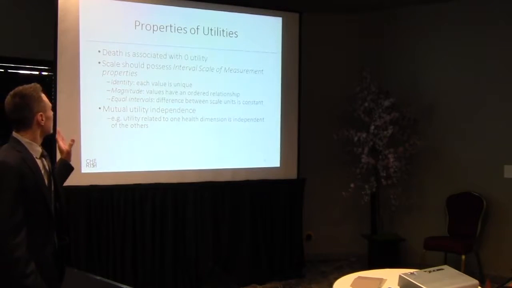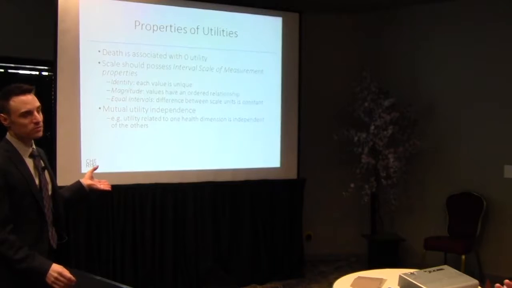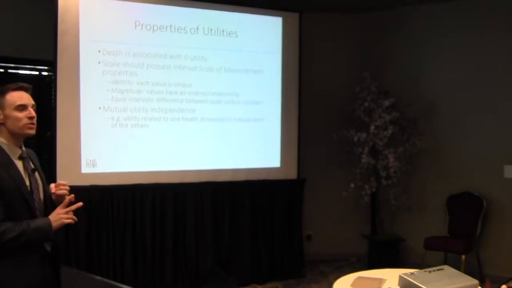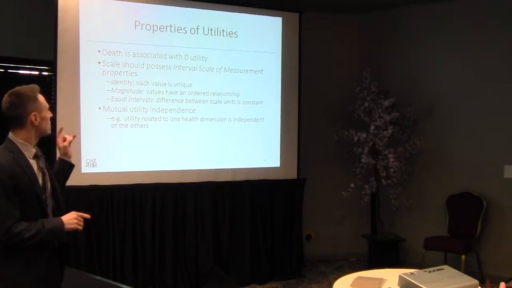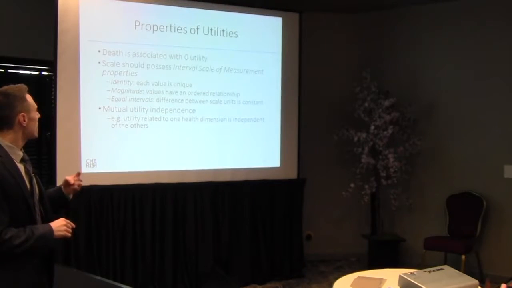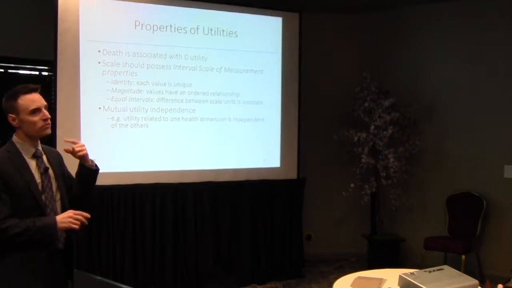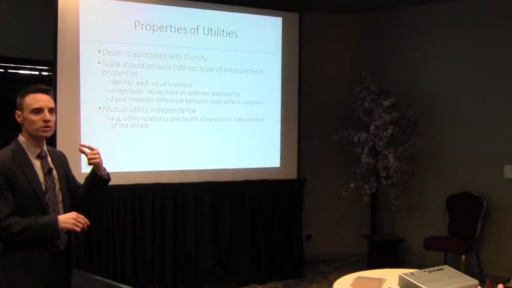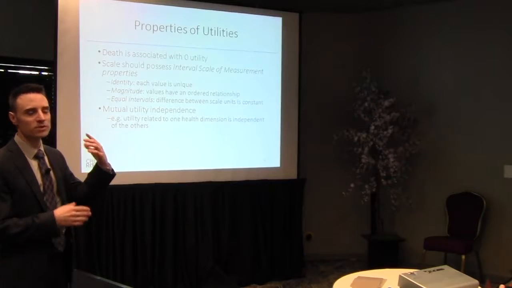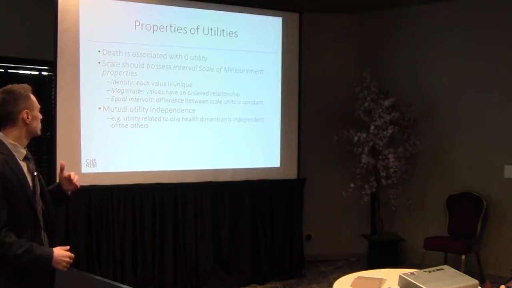So the scale should possess interval scale of measurement properties. What that means is that each value is unique, right? The values have an ordered relationship, as we talked about, and there are equal intervals. So you go from the utility value of 0 to 0.1 to 0.2 to 0.3, depending on what scale we're talking about, that should be the same between each of those.